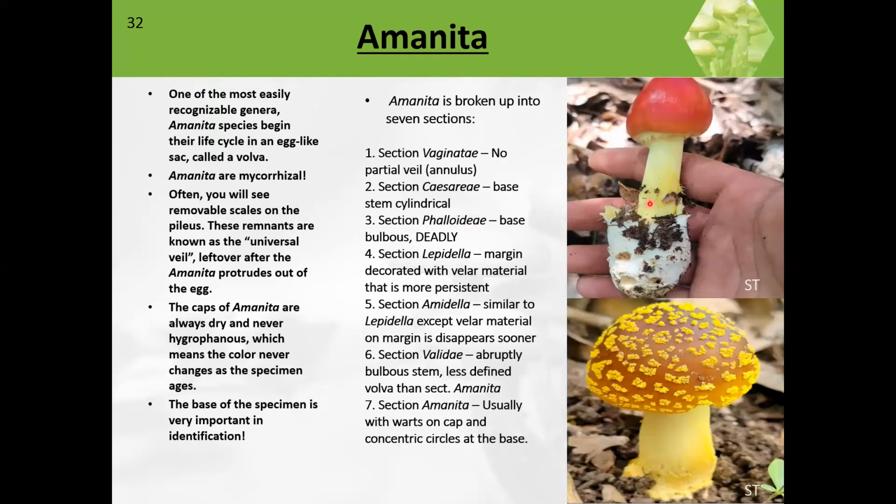Anyway, section Lepidella, the margin is decorated with velar material that is more persistent. As opposed to this, which has velar material all over the cap. Section Lepidella would have it all over the cap, and then it'll be hanging off the margin as well. Lepidella and Amidella are very similar, but the velar material on the margin disappears sooner with Amidella. And then Validae is another section that has a bulbous stem that's really abrupt, and it's less defined than section Amanita, which is this one right here.